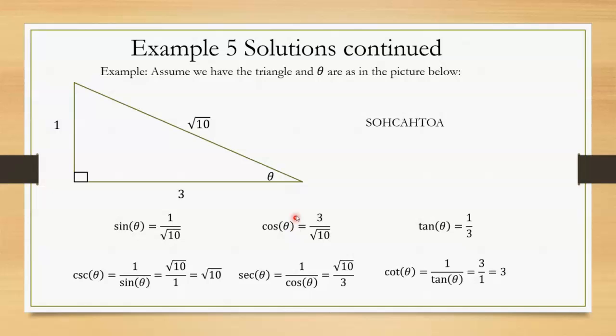Cosine of theta, that's adjacent over hypotenuse. So that's 3 over radical 10. Secant is 1 over cosine. So what does that tell us? That tells us secant is 1 over this fraction, which means you invert it. So it becomes radical 10 over 3.